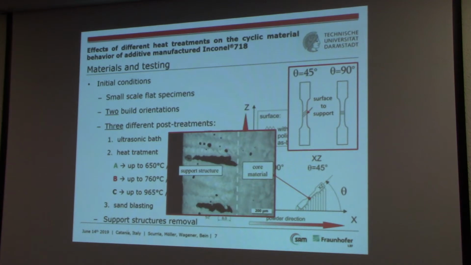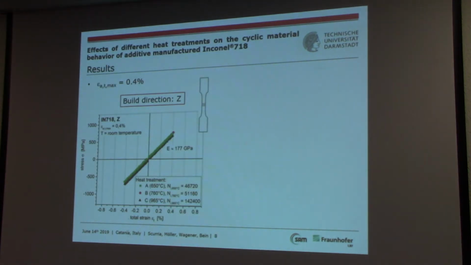So let's see what we had as the first results. Just testing at 0.4%, we have macroscopically linear elastic behavior. These are the reversal points of every hysteresis for the stabilized block. And we have an increase in the number of cycles to failure with the increase of the temperature of the heat treatment. This is for the specimens built in the Z direction.